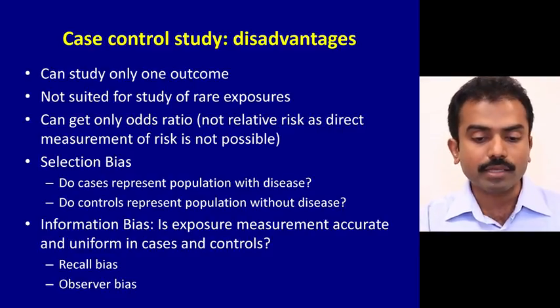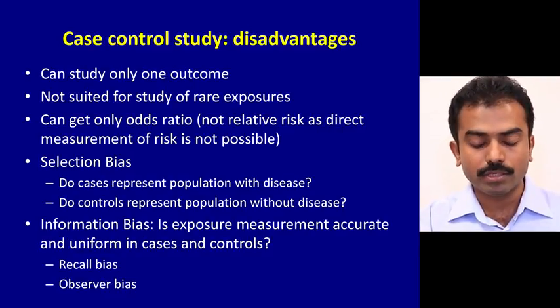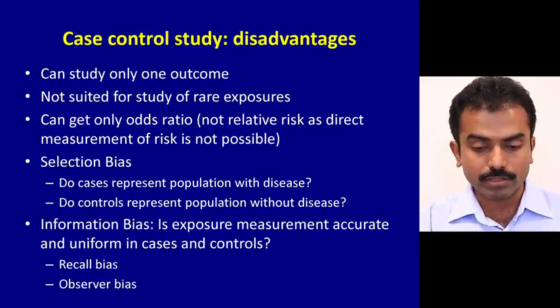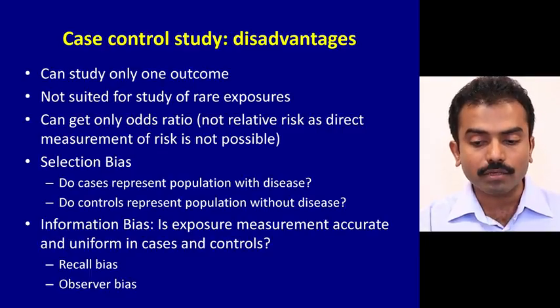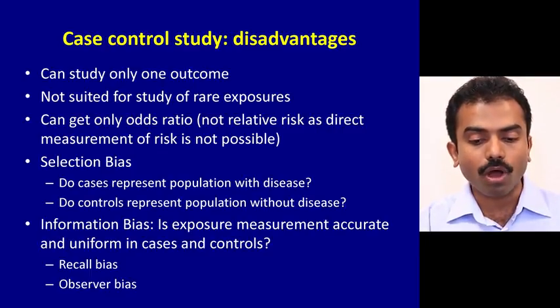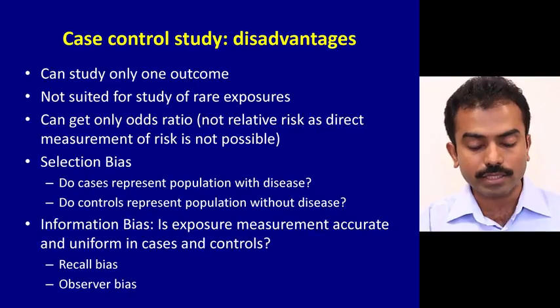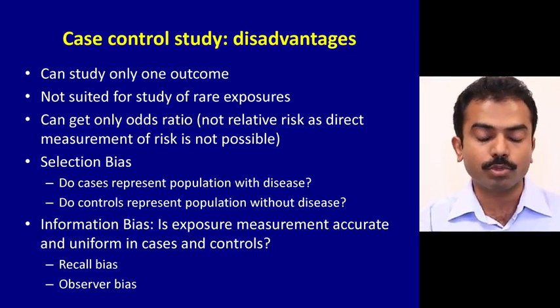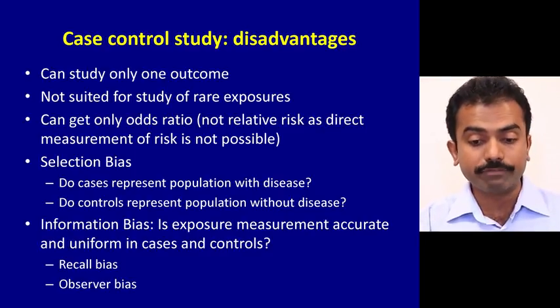The other bias is information bias, and there are different kinds of information biases. One of the common ones is recall bias, because we are relying for exposure measurement on the recall of the cases and controls. So the ability of cases and controls to recall certain exposures may be very, very different.